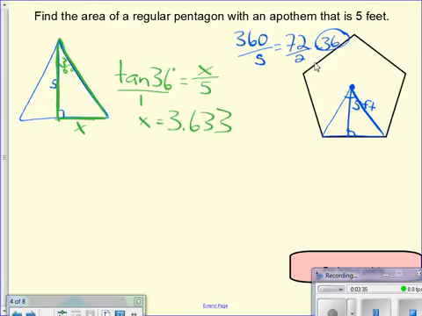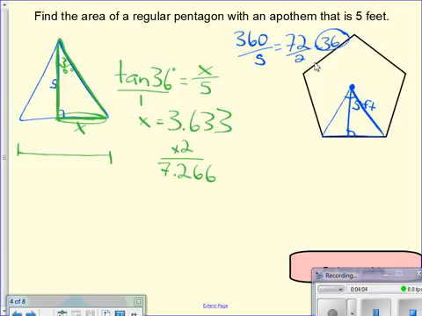3.633. I'm using 3 decimal places because this is not my final answer yet, and I want to be as exact as possible. Now, this is 3.633, but I want to find the whole base. The whole base, then, is going to be twice as long, so I multiply that by 2, and my whole base is 7.266. All right. I'm ready to find the area of one triangle.